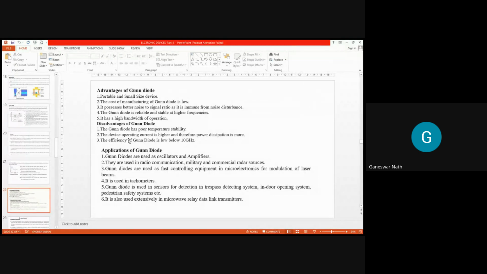It possesses a better noise-to-signal ratio. Next, it has a high bandwidth also. Okay, and the Gunn diode is reliable and stable at higher frequencies. These are some of the advantages.